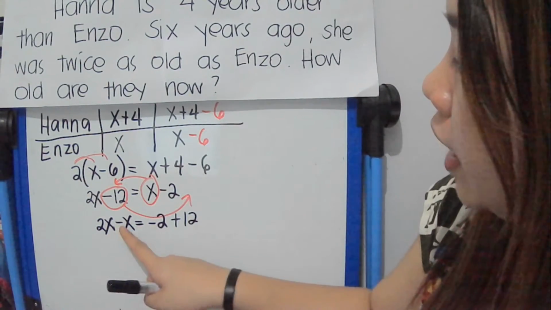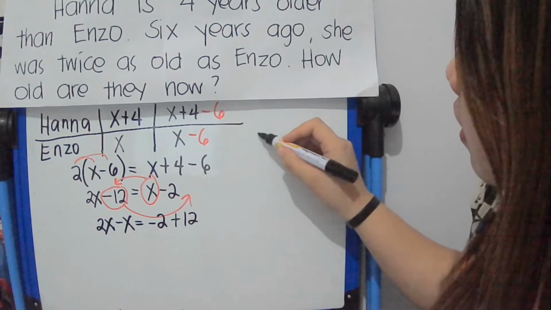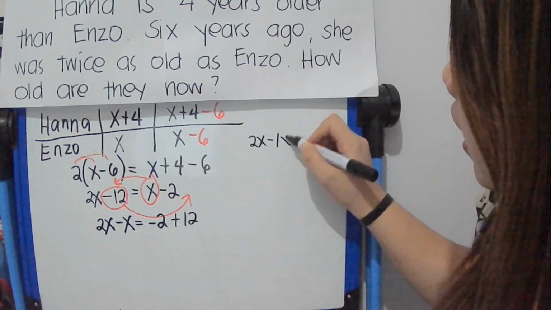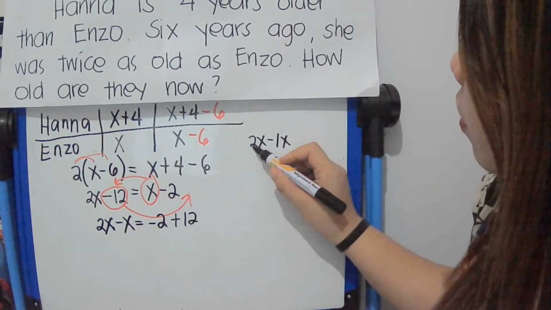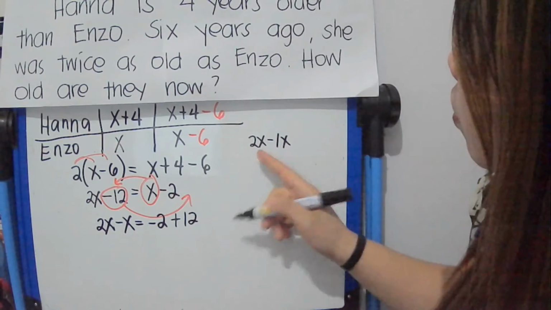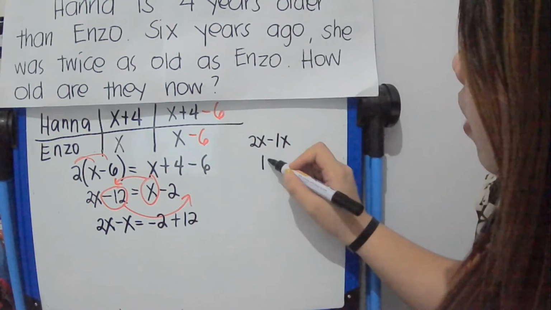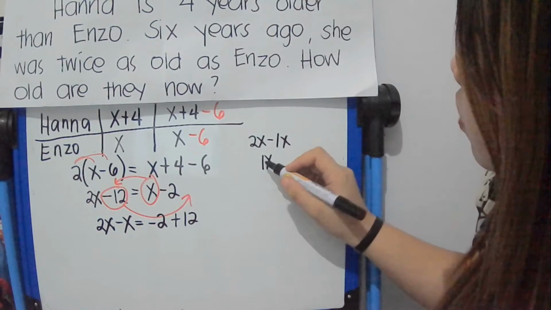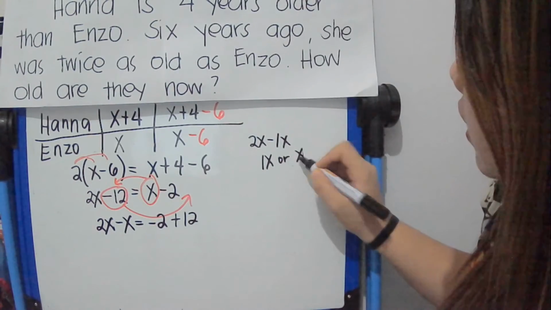Here, we have 2x minus x. Ang ibig sabihin yan, 2x minus 1x. May 1 po doon. So, yung 2 tsaka yung 1, i-minus natin. So, 2 minus 1, that is 1. Then, you copy the variable. Since 1x yan, it can be written as x na lang.